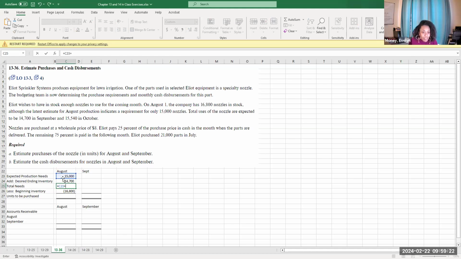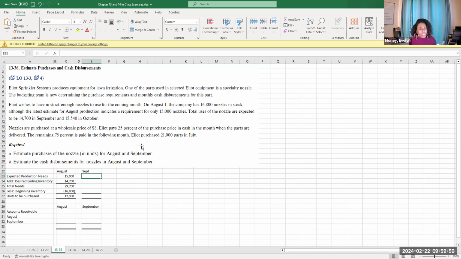So we add those two numbers together, and that gives me my total needs for August. I subtract out my beginning inventory of 16,800, which I was pretty confident about. And then that's going to give me the units to be purchased. Now let's look at September, because September is a mess. Because for September, the expected production needs aren't as clear as they are for August. For August, they tell me, boom, 15,000.